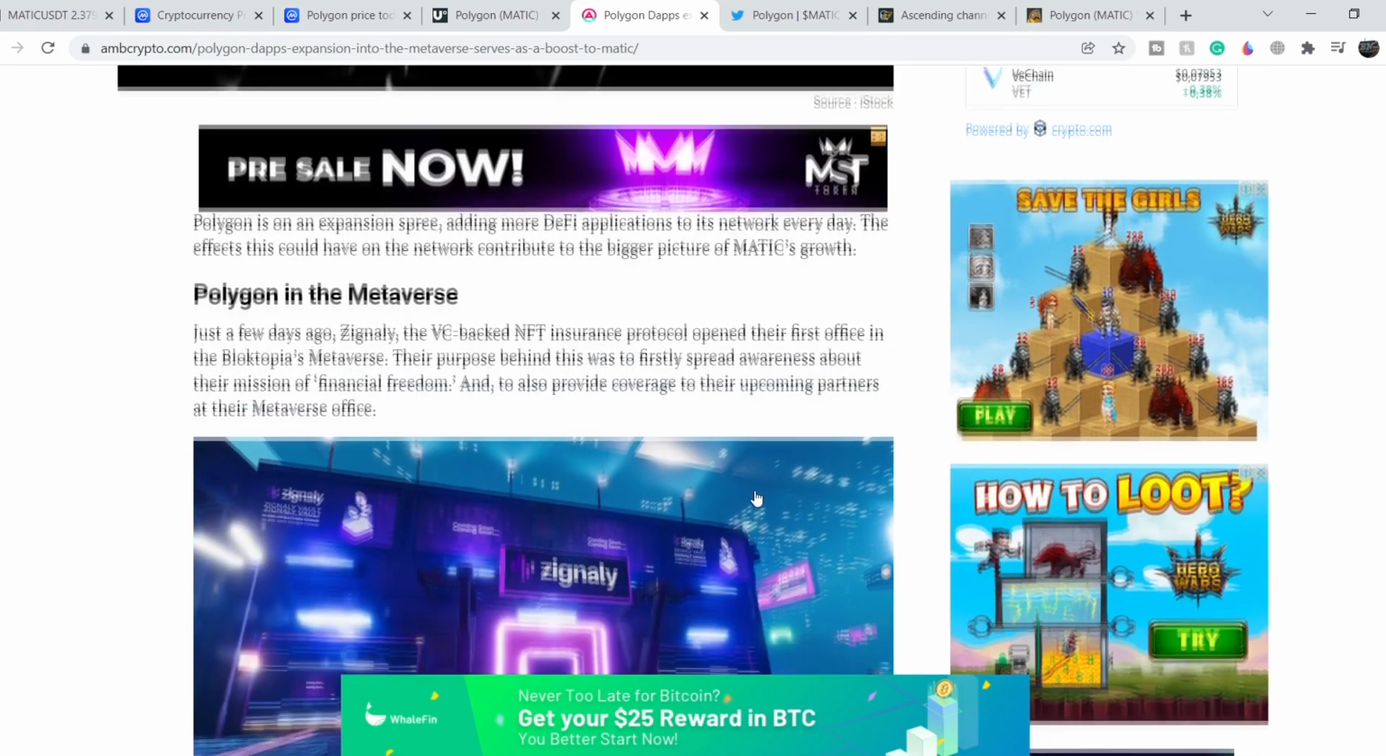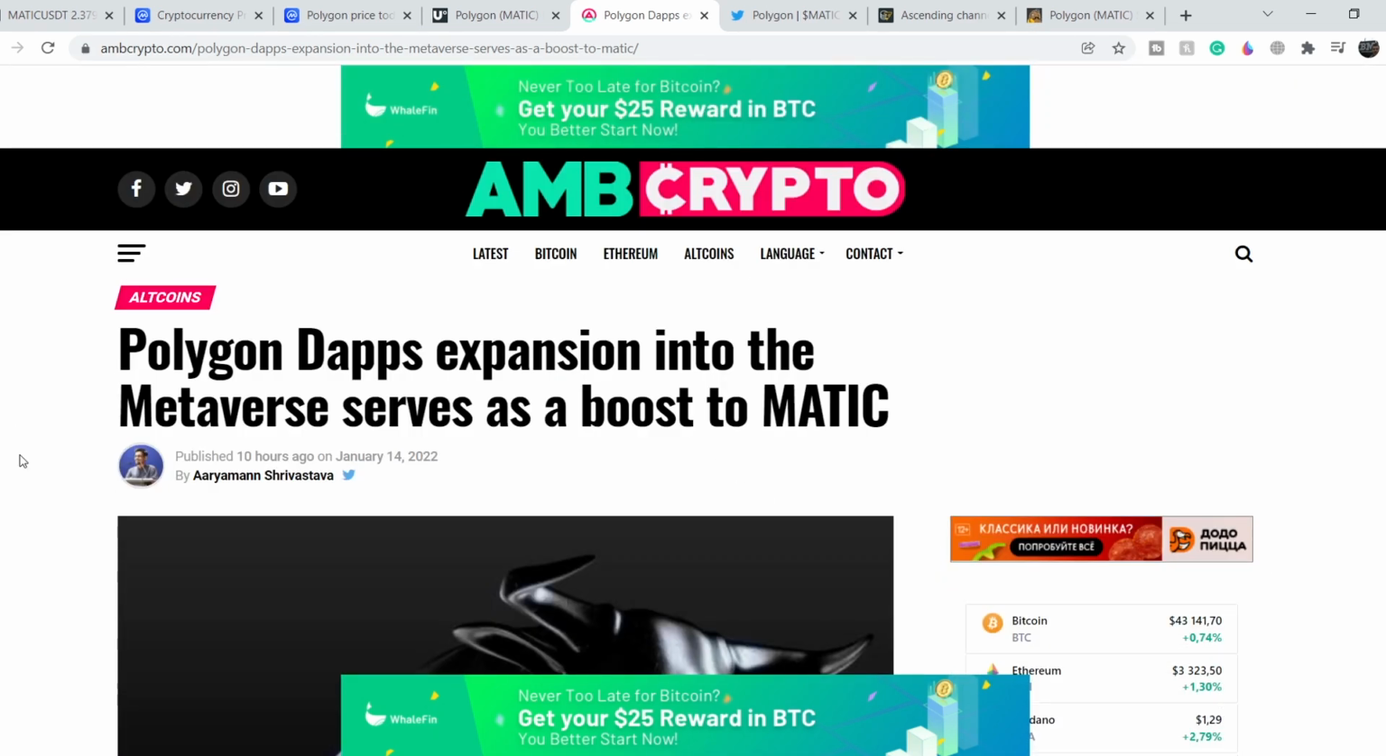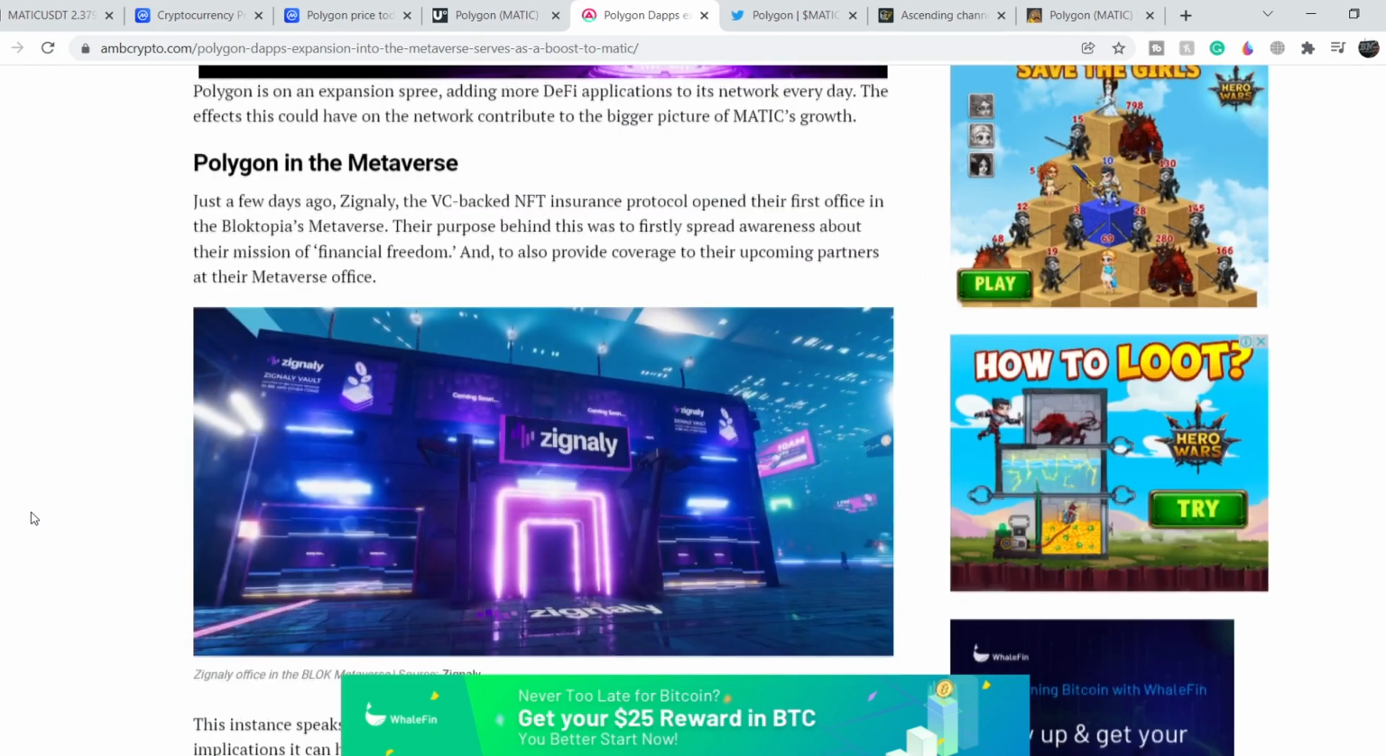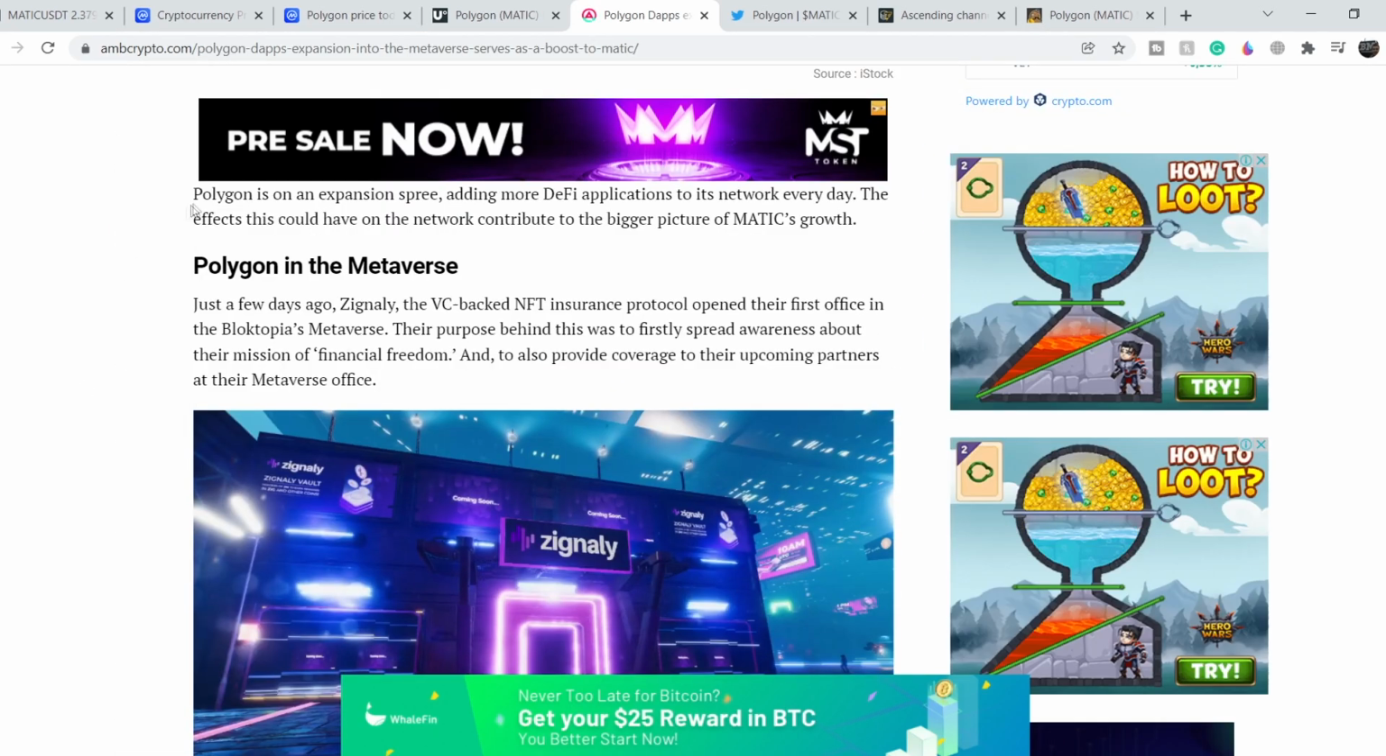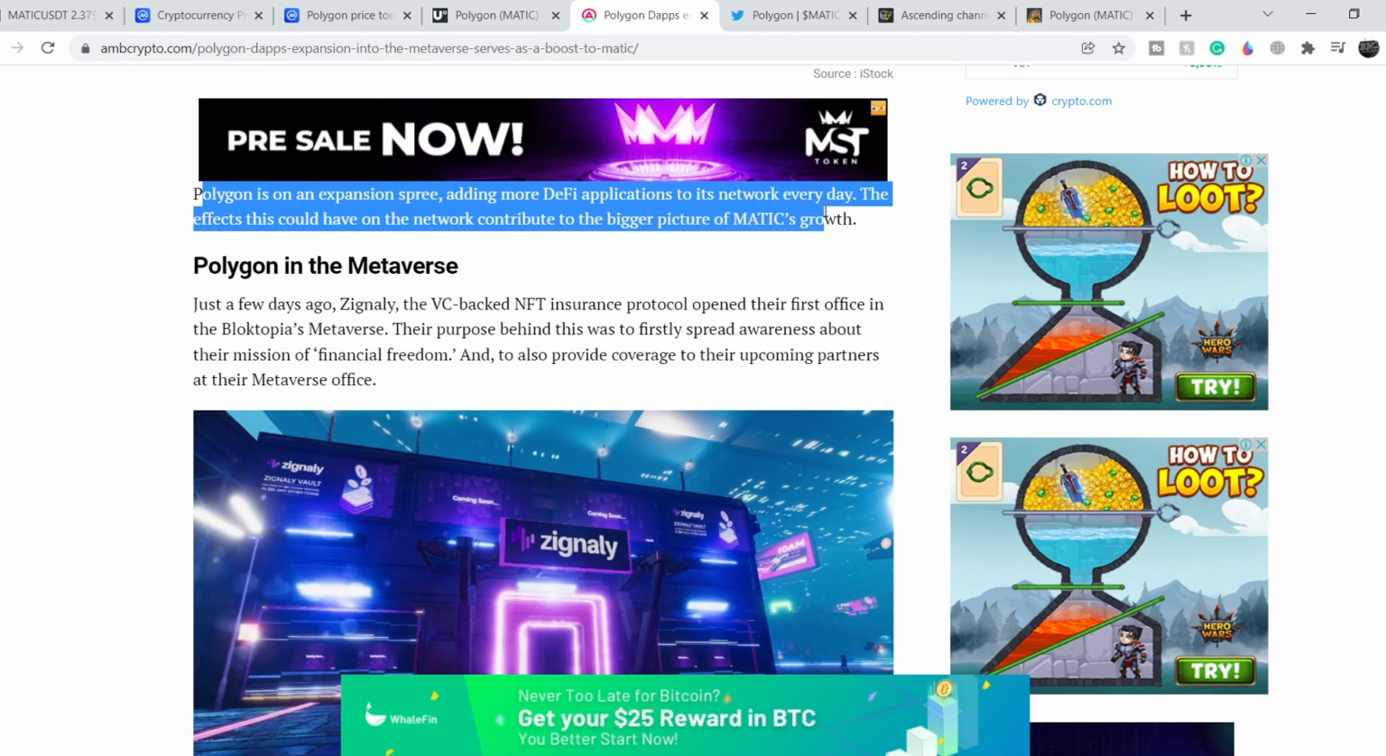So, let's continue with this news. We are on ambcrypto.com and this article was published on January 14th, and it's titled "Polygon the app's expansion into the metaverse serves as a boost to Matic." Let me quote you this: Polygon is on an expansion spree, adding more DeFi applications to its network every day. The effects this could have on the network contribute to the bigger picture of Matic's growth.